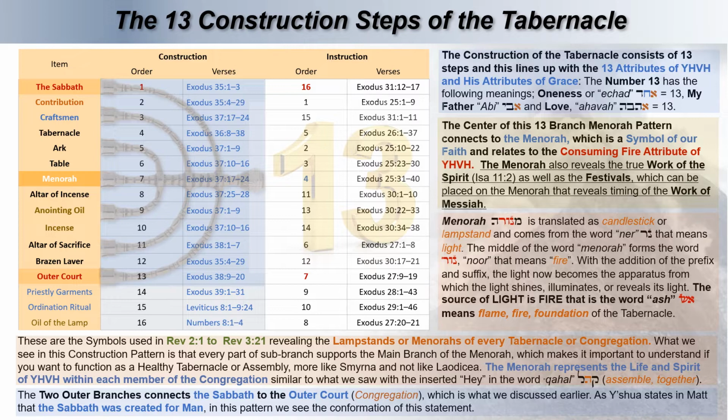Now, number 13 is the 13 attributes of Yahweh, and in this case it's the 13 steps of the construction of the tabernacle. Just to recap, number 13 relates to 3 words: oneness, or echad, which is aleph chet dalet; my father, which is abi, which is aleph bet yod; and then love, which is ahava, which is aleph hey bet hey. And with those 3 words, we see that they each start with a letter aleph, which we looked at last week.